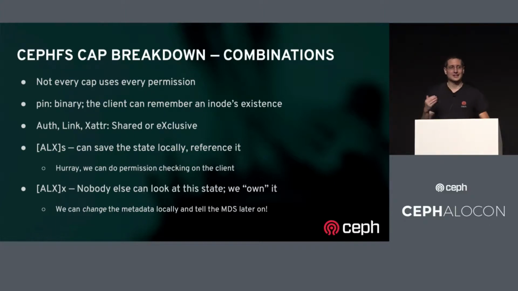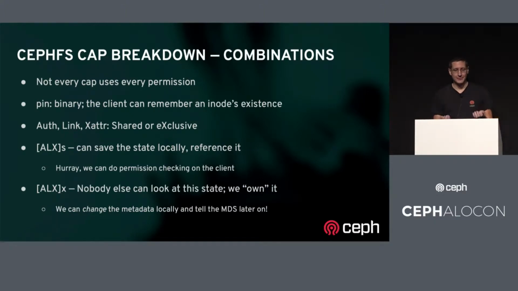So not every cap actually uses every permission. Some of them are much simpler than others, and some are pretty complicated. The pin one is just either present or not. If you have the pin bit on a cap on an inode, that means you're allowed to remember that the inode exists. It doesn't give you anything else, but you know that that inode exists, and it's called pin because if a client knows that an inode exists, the MDS has to pin that inode in its memory online cache. The auth, link, and XAdder caps can be either shared or exclusive. Those are the only two bits that they can be, and those mean some really simple but powerful things.